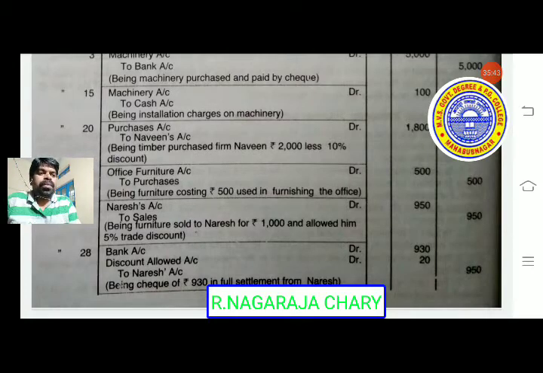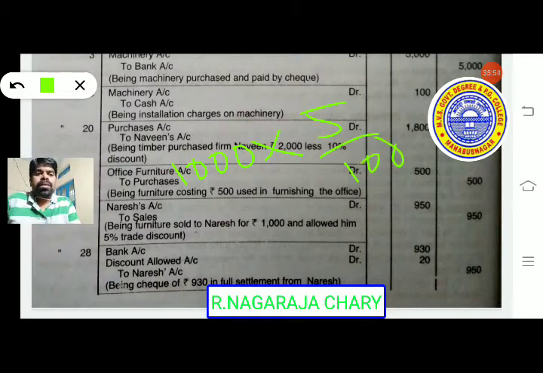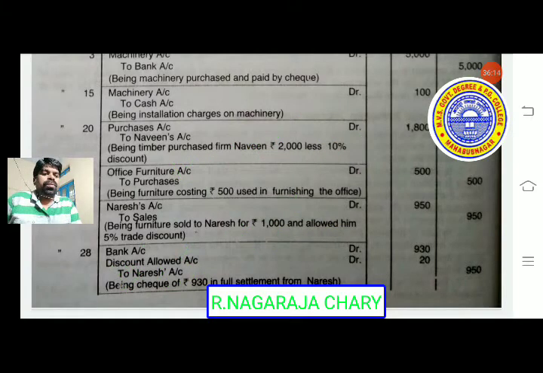Here 5% on 1000 is 50 rupees; both the zeros are cancelled, then it is 50. So the discount is 50 rupees, and 50 rupees is to be taken off. So for that, Naresh account debit to sales account 950, with the narration.